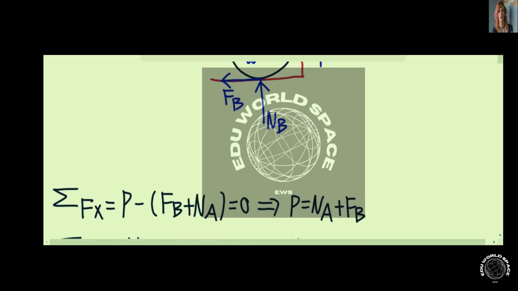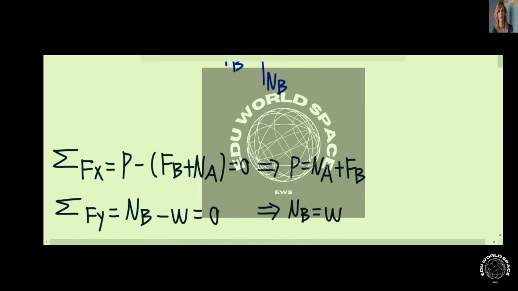We know the net force along the x direction should be 0, which is equal to P minus FB plus NA. And this will give us P is equal to NA plus FB. And the net force along the y direction should be equal to 0 as well. So we have NB minus W is equal to 0, so NB is equal to W.